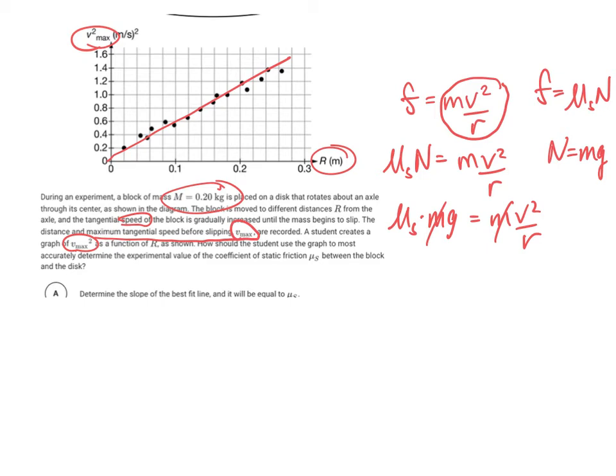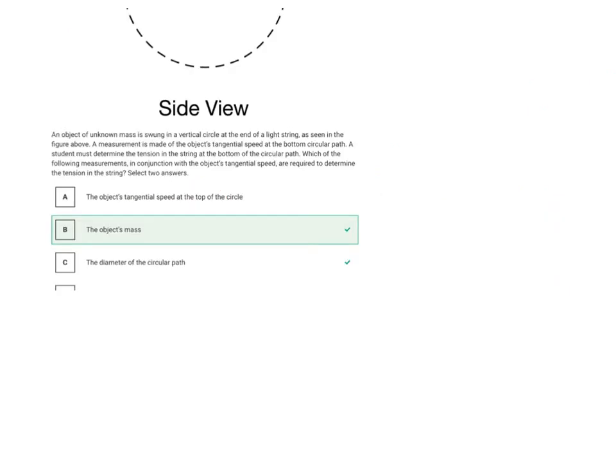Well, I've got a graph of v squared versus r, Vmax squared. So this is Vmax squared. This is r. The slope is this right here. This is Vmax. That's the slope. So if you want to calculate the coefficient of static friction, all you have to do is set mu s times g equal to the slope, which is that v squared over r. The mass is canceled out. So the answer to this, I think, was option B.